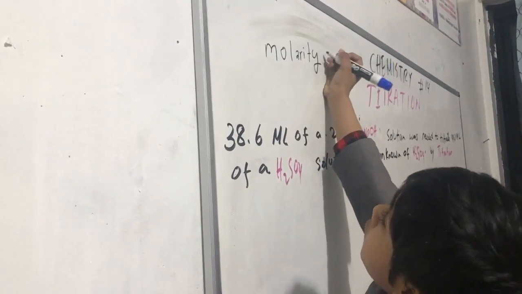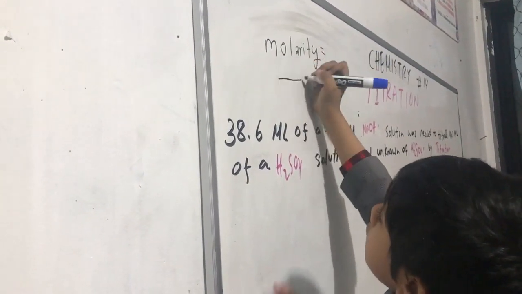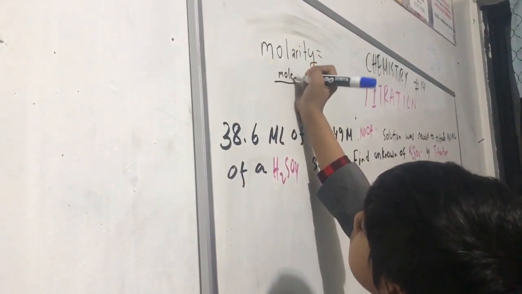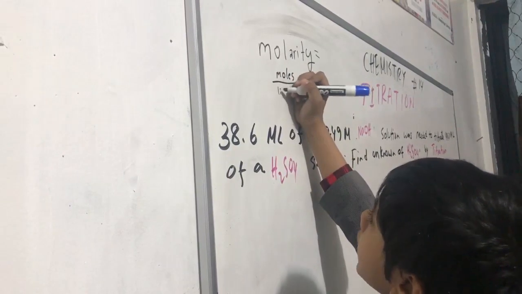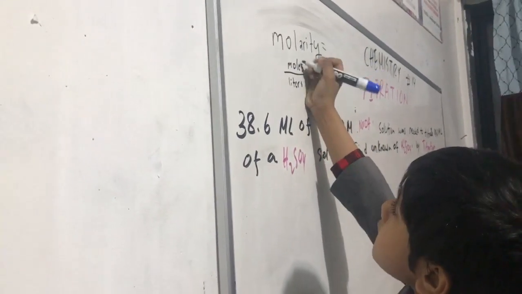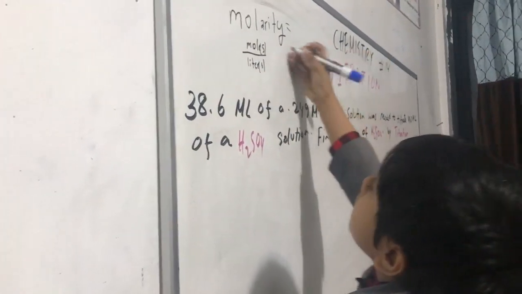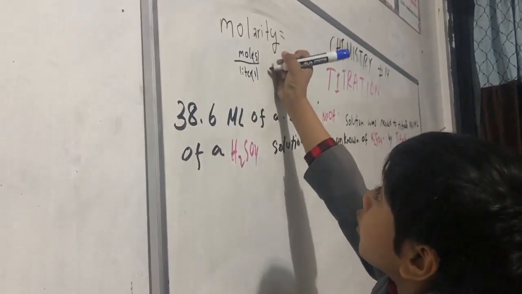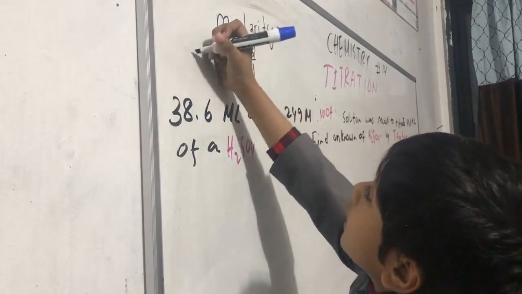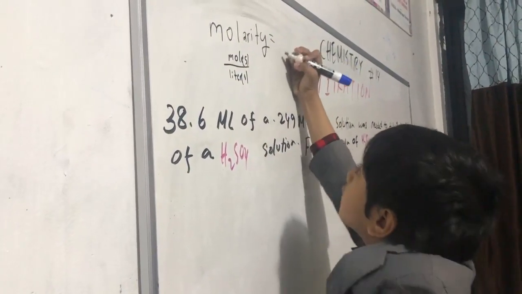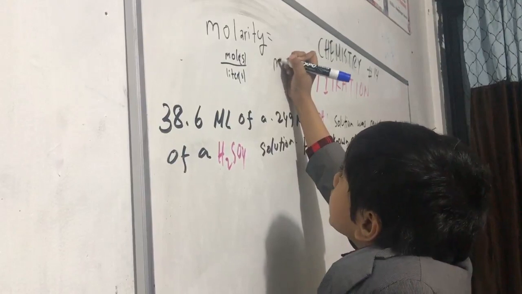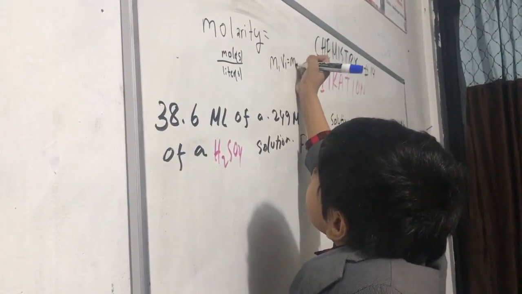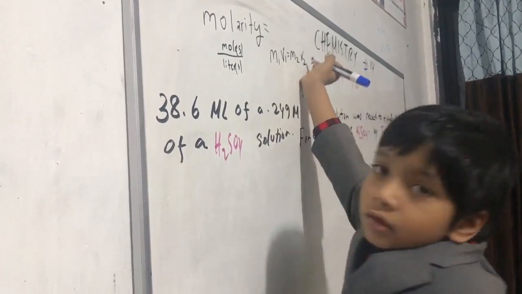The first one is molarity, which is the amount of moles divided by the amount of liters. Remember, sometimes it can only be 1 mole or 1 liter. Anyways, the other equation we have to remember is M1 V1 is equal to M2 V2.